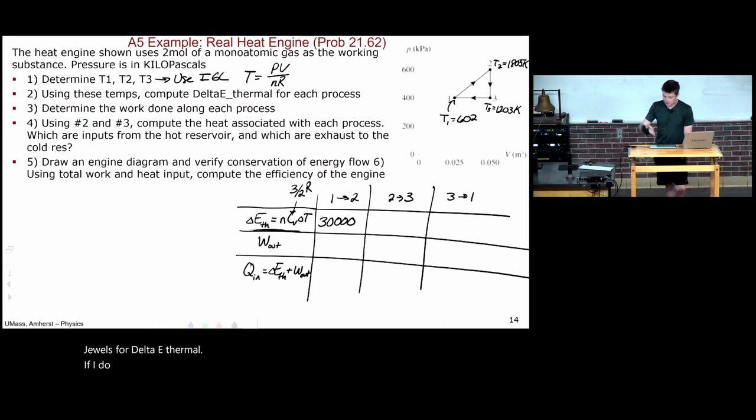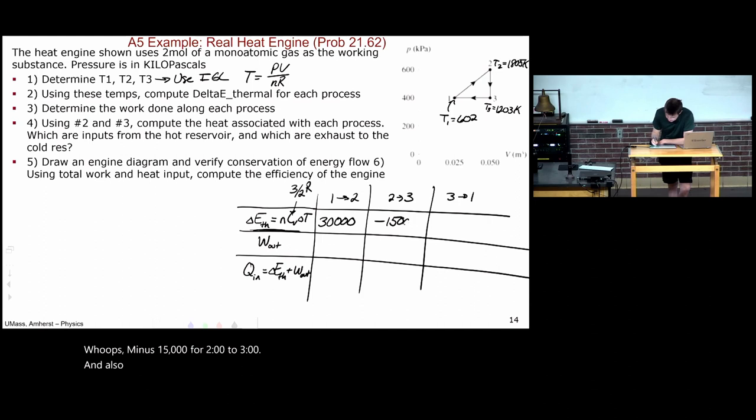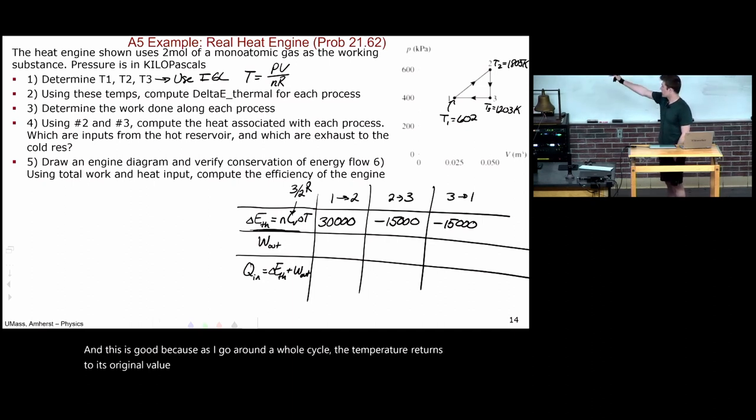If I do the same thing for 2 and 3, being very careful that I am correctly identifying final temperature minus initial temperature, I'll get minus 15,000 for 2 to 3, and also, coincidentally, minus 15,000 for 3 to 1. And this is good because as I go around a whole cycle, the temperature returns to its original value. So I like that all the delta E's add up to zero.